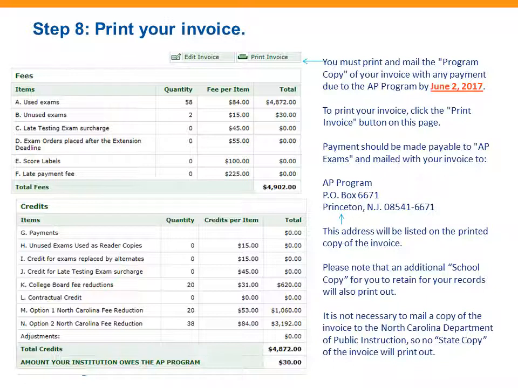So, payment for any fees not covered by your state, so any surcharges, labels, unused exam fees, should be made payable to AP Exams and mailed with your invoice to the address you see here. AP Program, P.O. Box 6671, Princeton, New Jersey 08541-6671. You should note that 2 additional copies of the invoice will print. There will be a school copy for you to retain for your records and a state copy for you to retain in the event that the state requests a copy.